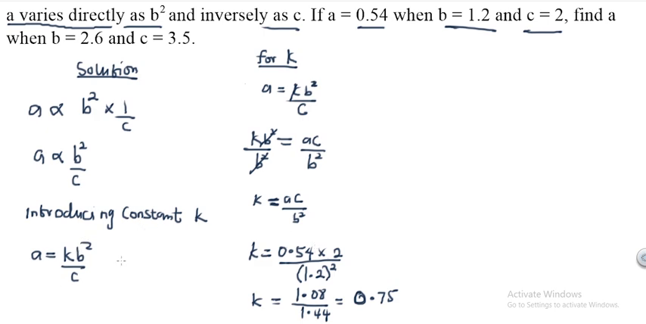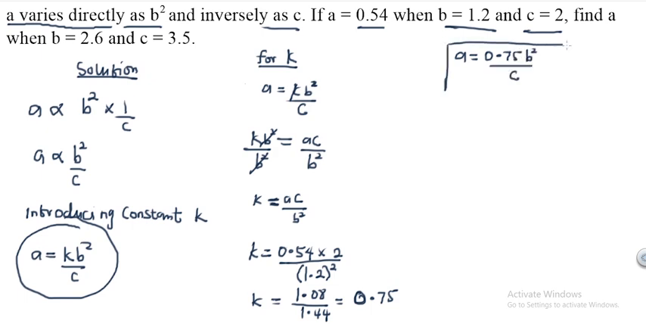So now that I have my value of K, I'll substitute it into this equation here. My actual equation will be A is equal to, the value of K is 0.75, so this will be 0.75 B squared over C. So this is the equation that we use to solve any other problem that we're given for this question.